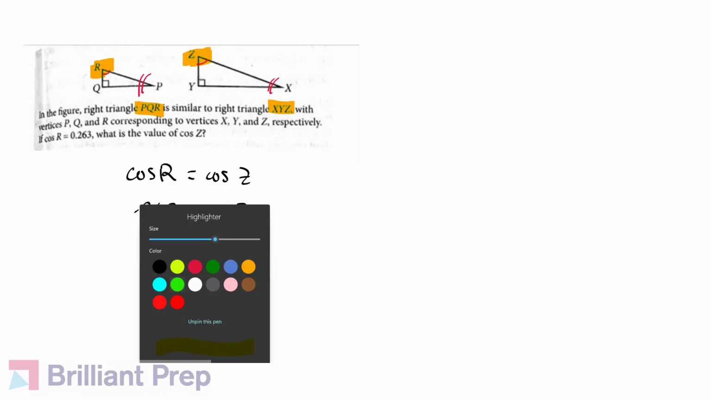Well, if we're looking for the cosine of Z and we're given the cosine of R, notice what we're dealing with are two angles that correspond. In other words, they're congruent. And so if angle R and angle Z are congruent, then the cosine of R would have to equal the cosine of Z. And since the cosine of R we are given is 0.263, we know the cosine of Z must be 0.263. And so 0.263 is our answer.